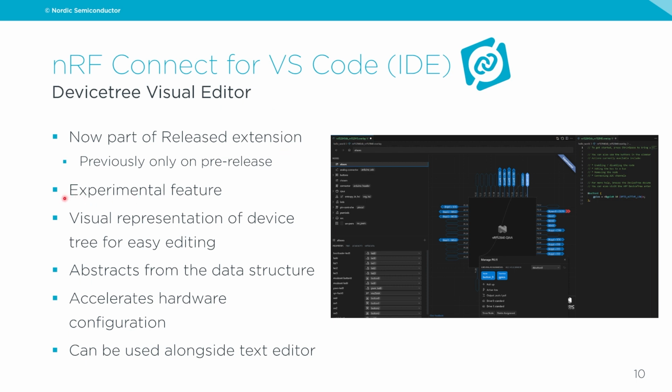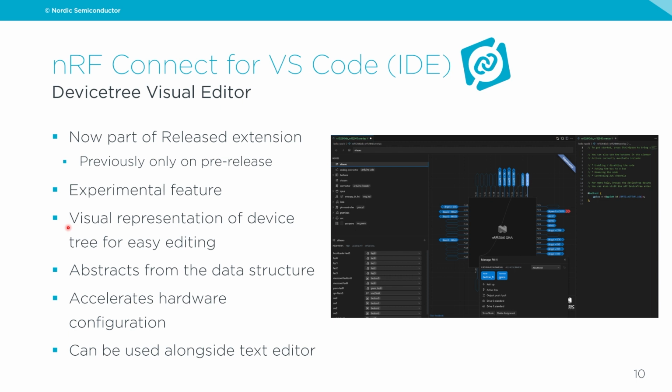However, I need to highlight that it's still an experimental feature. So when you use it, be mindful of this, and you can still provide feedback from within the tool itself if you click on that little banner on the top right side of the user interface. This essentially gives you a visual representation of the device tree, so you can more easily edit all the possible parameters and settings around that.